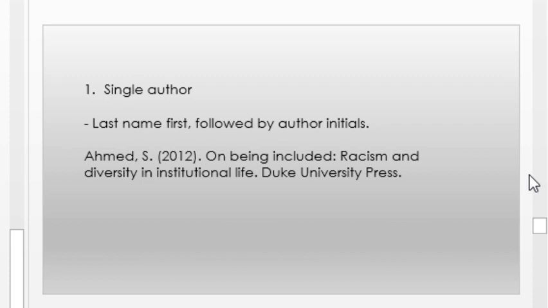So normally when it comes to referencing, we need to know the basics of it, which is what we need to put in. If the information came from a single author, the last name has to be first, followed by the author's initials. Like here, what we have is Ahmed, comma, S, full stop, in brackets the year, and full stop. After the second full stop will be the title, and after the title of that particular book will be the company press, the company that published the book.